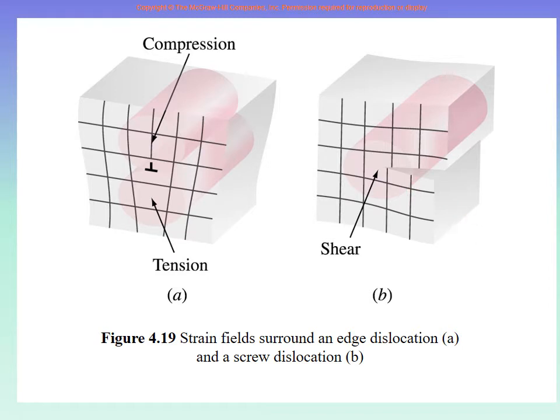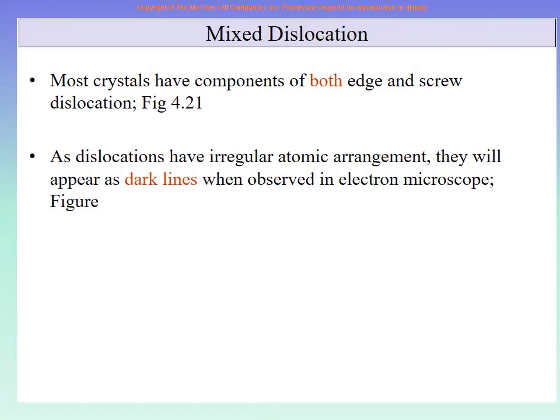So edge dislocation, figure A, is a compression-tension pair of forces, and screw dislocation, figure B, is a shear type of stress which is all around the dislocation. Right? There is also a mixed dislocation. There can be some type of distortion in the material so that some portion has an edge dislocation and some portion has a screw dislocation, and they will be mixed.